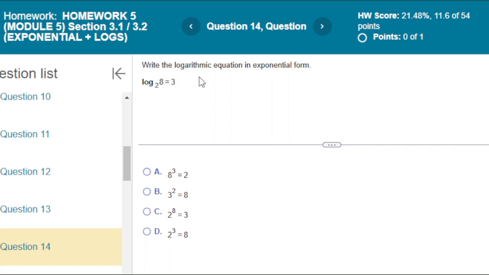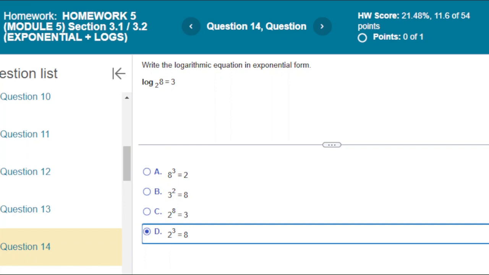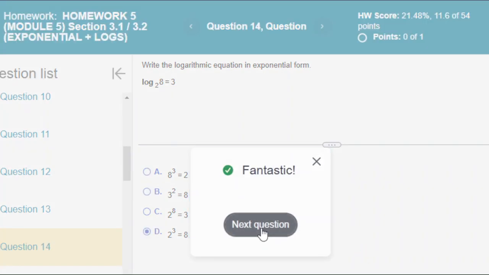Okay, now this one says write the logarithmic equation in exponential form. So we have a logarithmic equation here. Log base 2 of 8 equals 3. So what this means is 2 to the 3rd power is equal to 8. Okay, so that's what we're going to do. Right, 2 to the 3rd power is equal to 8.